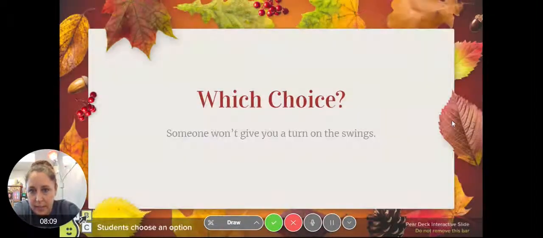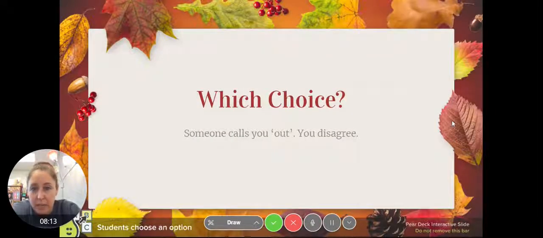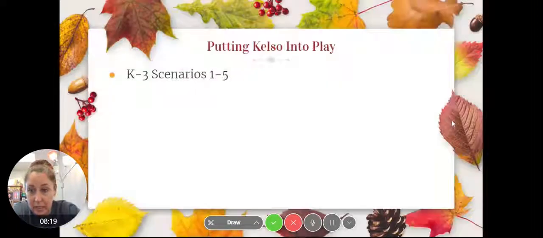Let's see. This is just some ideas. Someone will give you a turn on the swings. What should you do? Someone calls you out and you disagree. Someone is talking to a stranger on the playground. That would be something you would need to tell an adult.